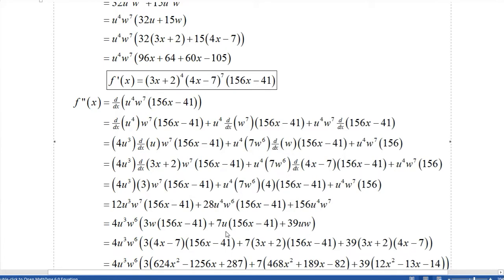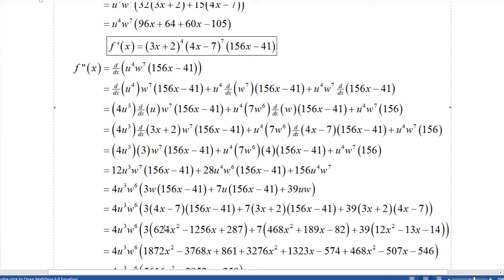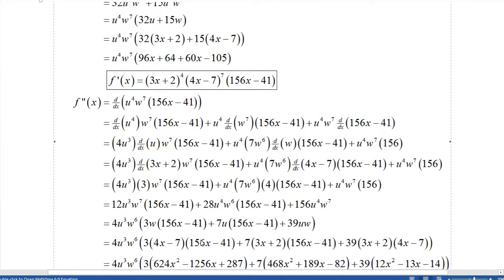And then the u is 3x plus 2. So that's going to go here and here. Alright, now we've got a lot of algebra going on. We need to distribute this, multiply it out. So we're using the FOIL property here. We'll leave the 3 here.